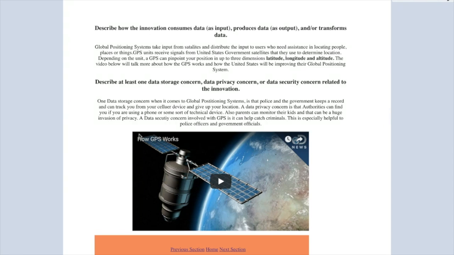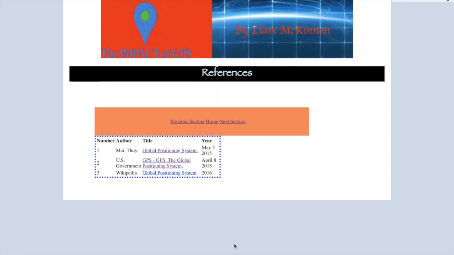A data security concern involved with GPS is it can help catch criminals. This is especially helpful for police officers and government officials. So a GPS just aids police in catching criminals. And here's my reference page.